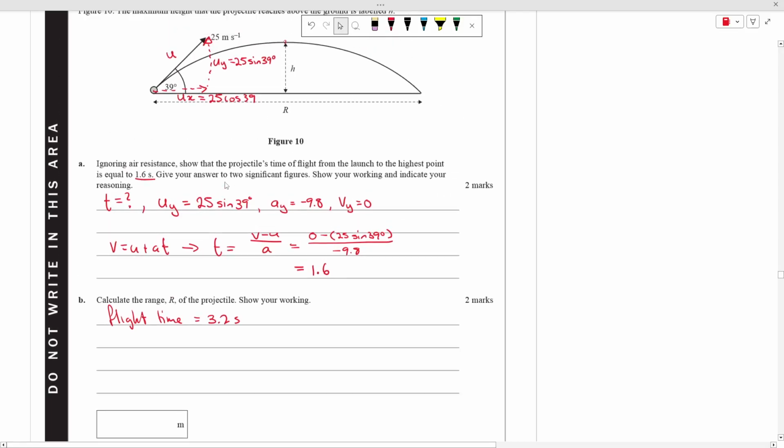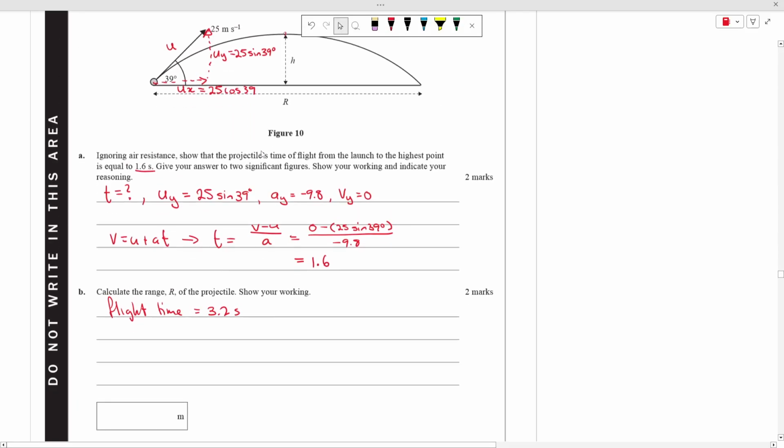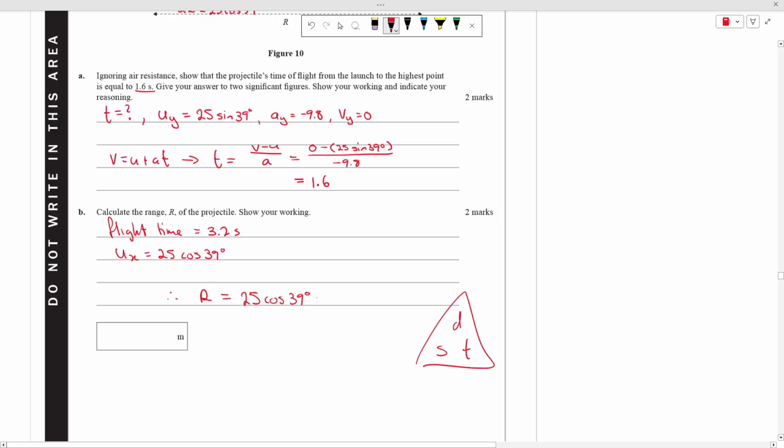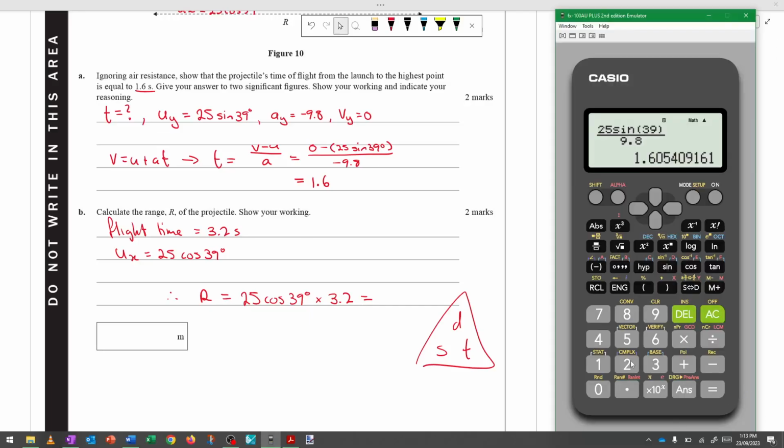We know how fast it's traveling horizontally, which is 25 cos 39. So ux equals 25 cos 39, and therefore the distance traveled r, so just your speed, distance, time triangle. We want to know distance, so it's speed times time. So it's 25 cos 39 times 3.2, which is 62.2.